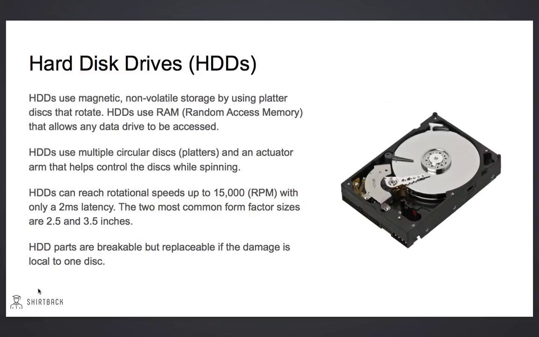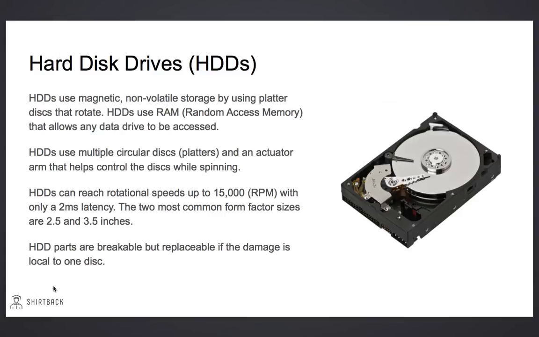Hard disk drives, commonly abbreviated as HDD, are magnetic non-volatile storage that uses rotating platter disks. Hard disk drives have multiple circular disks called platters and an actuator arm that controls the disks while spinning. Here to the right is a screenshot. We see the circular platter disks and the metal actuator arm.